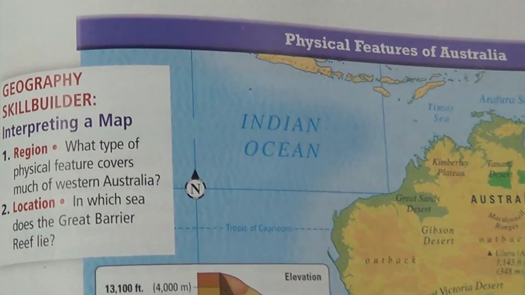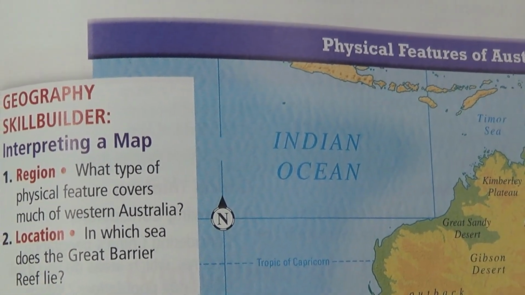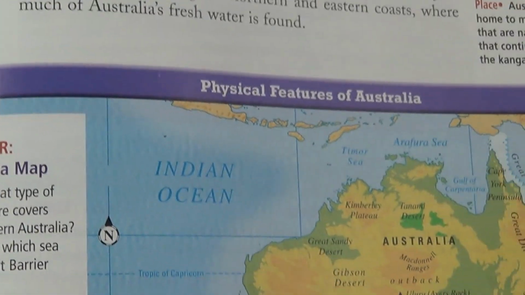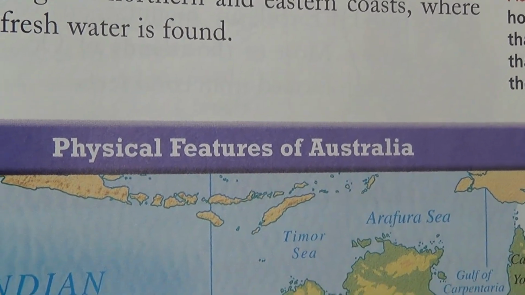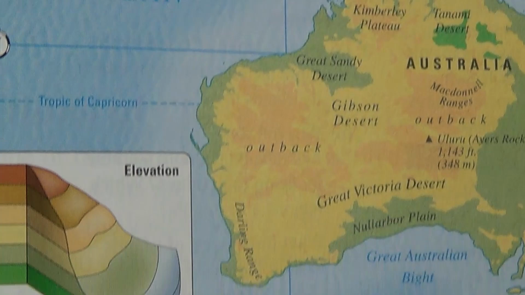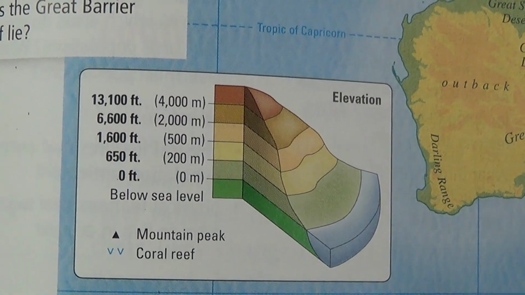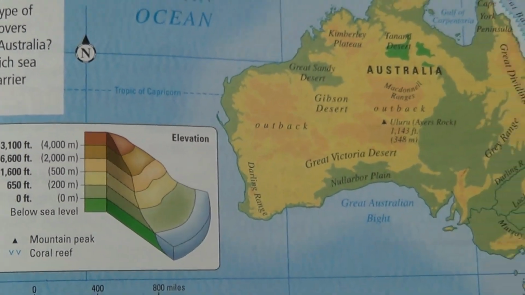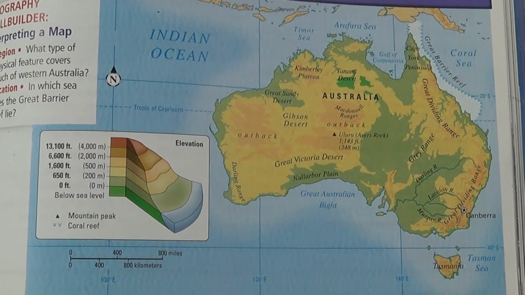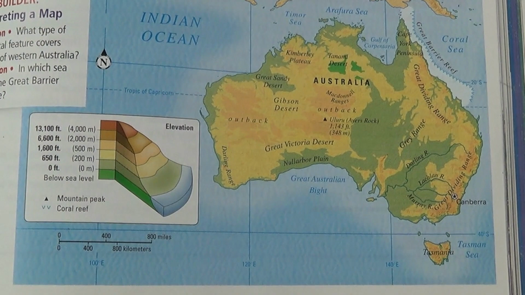So let's start with question 1. What type of physical feature covers much of Western Australia? So the first thing you do is you read the title, Physical Features of Australia. Then you're going to read the whole legend. Finally, you're going to match the colors and symbols on the map with the colors and symbols on the legend to get a nice little preview.